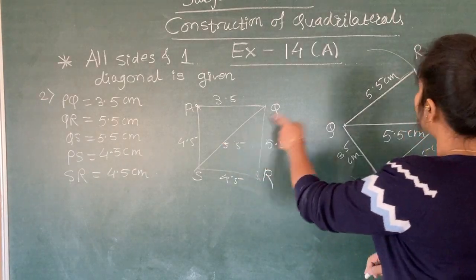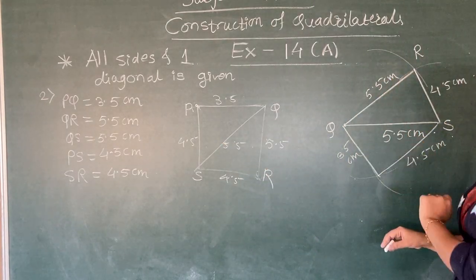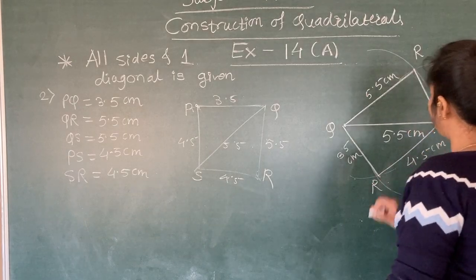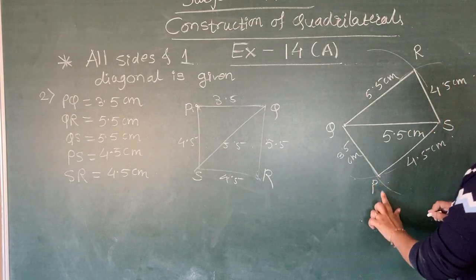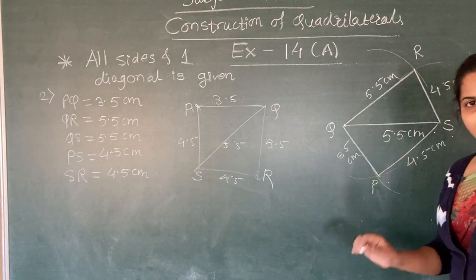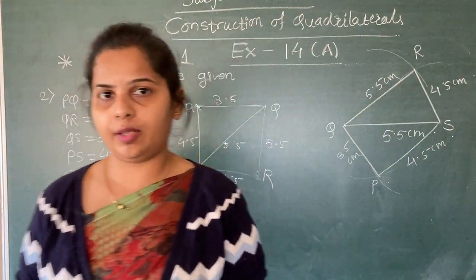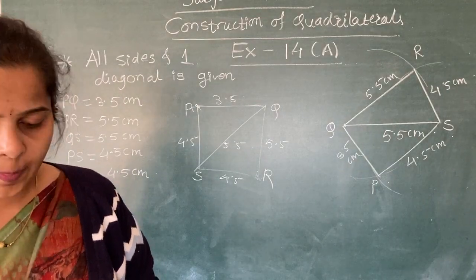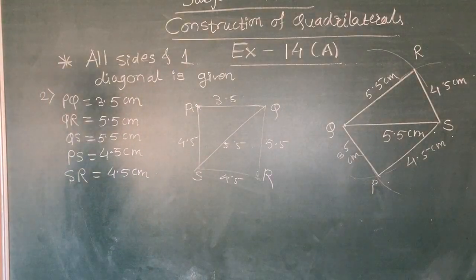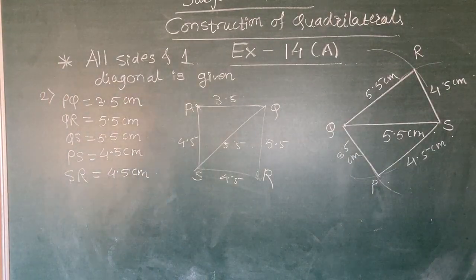About this P and R, it is not necessary that you do it the way I did. Label it properly. You can take R below, you can take P above. That is all your choice. What is important is that you should know how your figure looks. That's it. Clear? So this was the second one from exercise 14A.